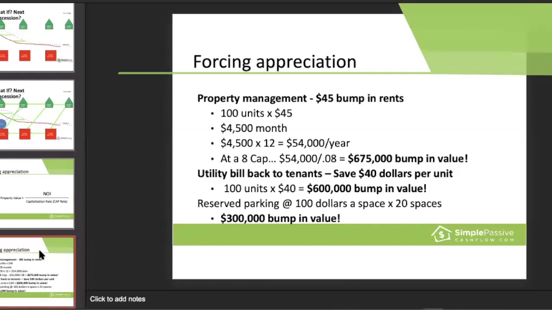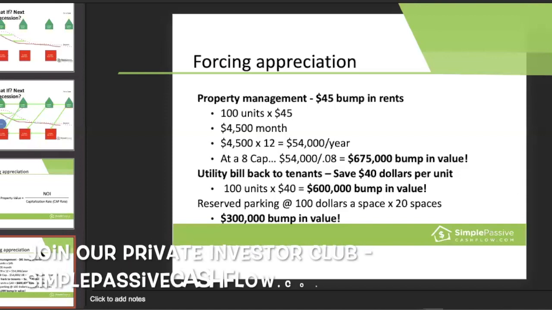When you do forced appreciation on properties, let's just say the properties are undervalued by $45 and there are 100 units in the property. You're going to create $4,500 a month of extra revenue. That's $54,000 a year, and assuming it's an 8 cap, which is pretty similar to Duke's property, you bump the property value up $675,000, just by bumping the rents up to market rents with a $45 across-the-board increase.